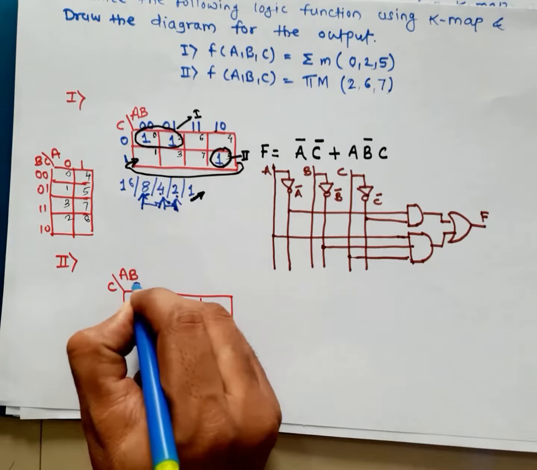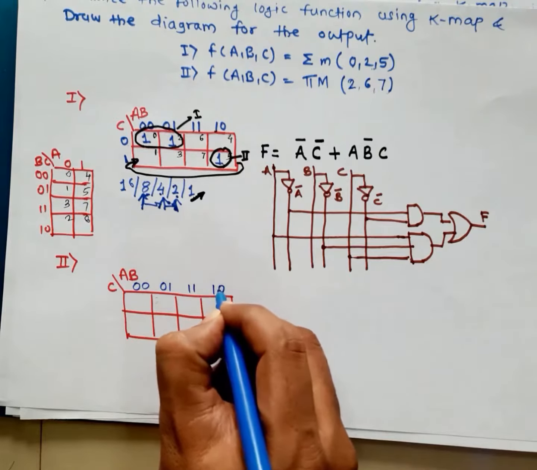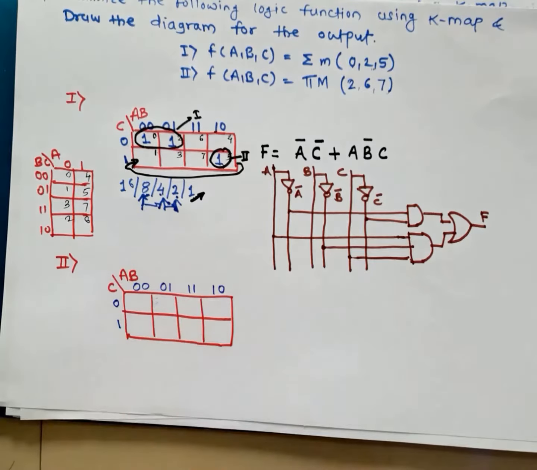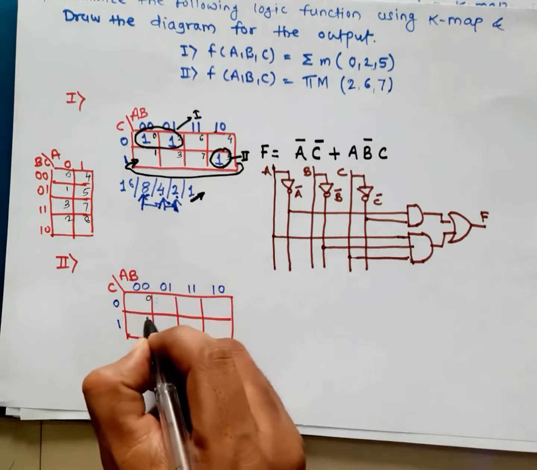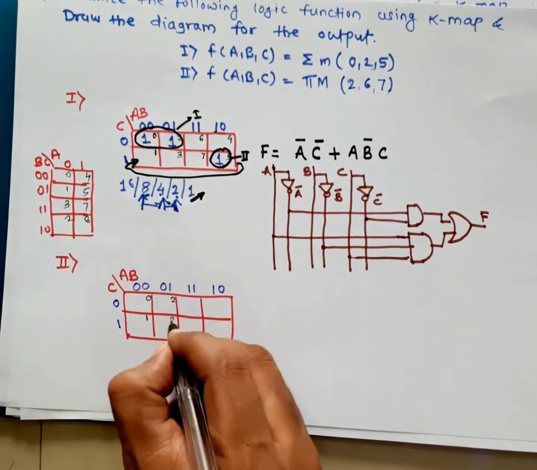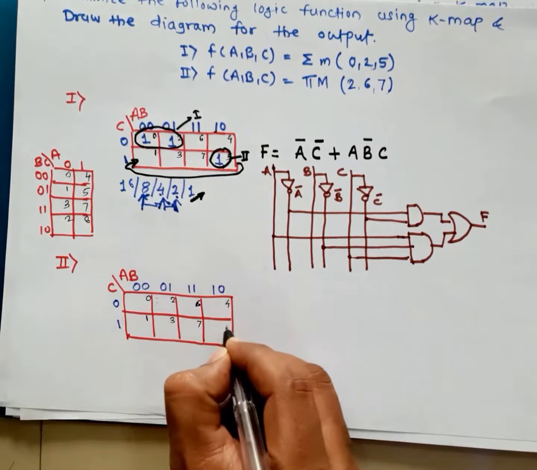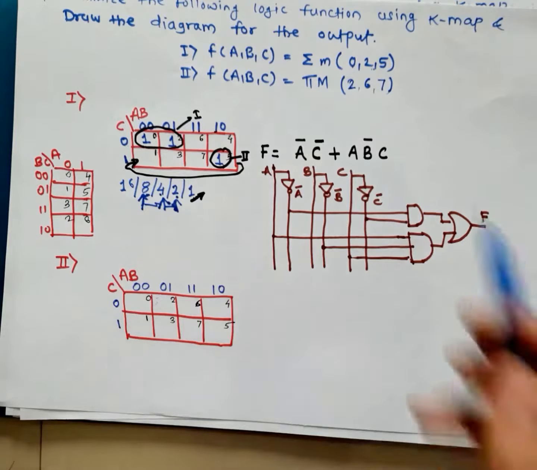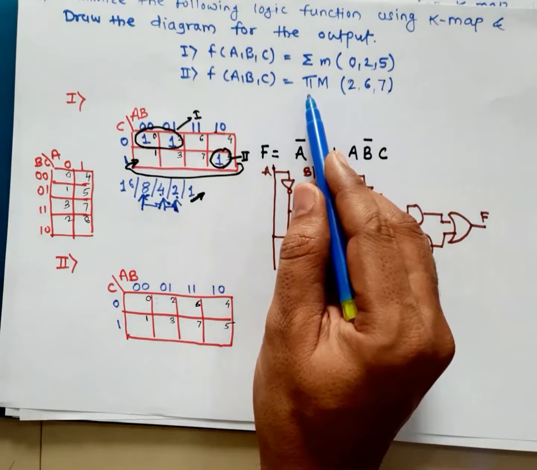Next, assign the values of the variables. If it is two variables, then we need to assign the gray code sequence. Here, for one variable, we are considering 0 and 1. Then after that, assign the cell values. So the same kind of K map we are considering, and the cell values are the same: 6, 7, 4, 5. Now identify the function. The given function is in POS form.